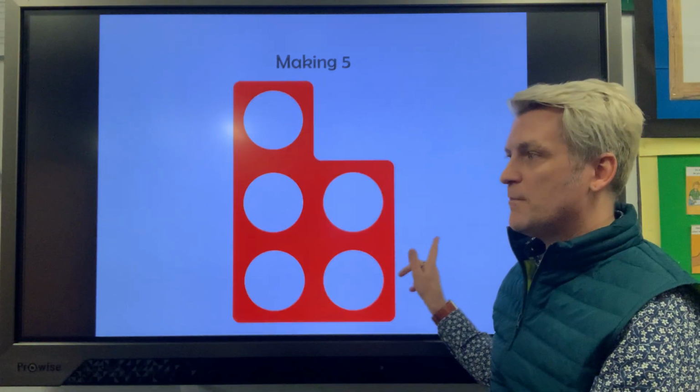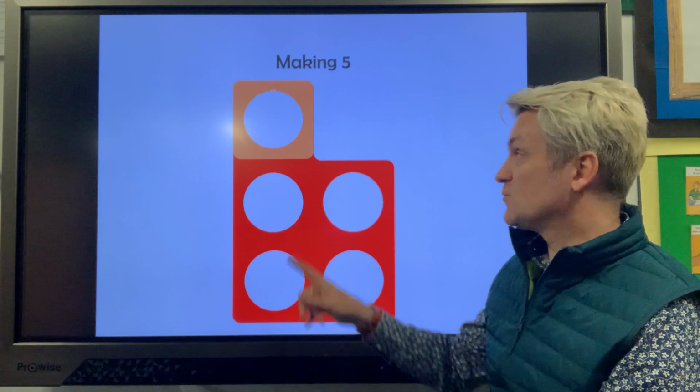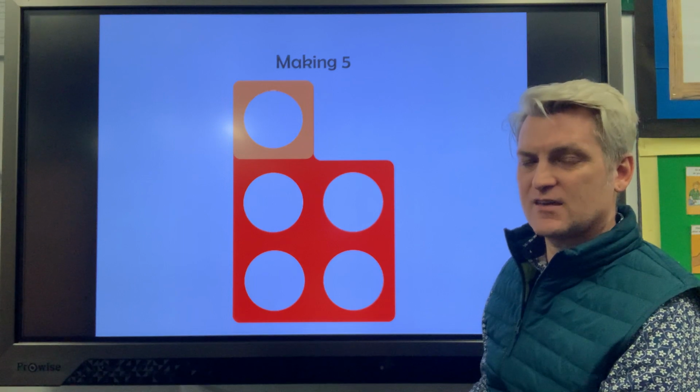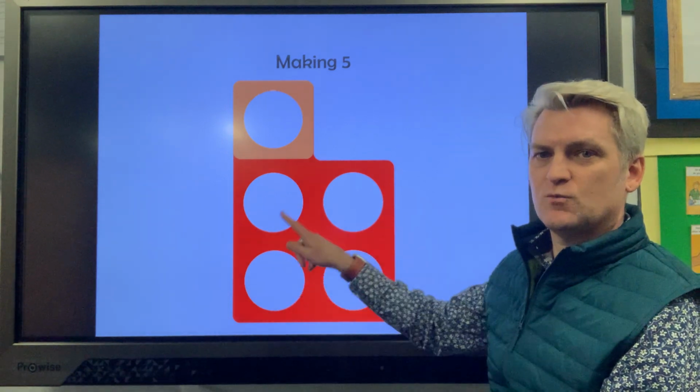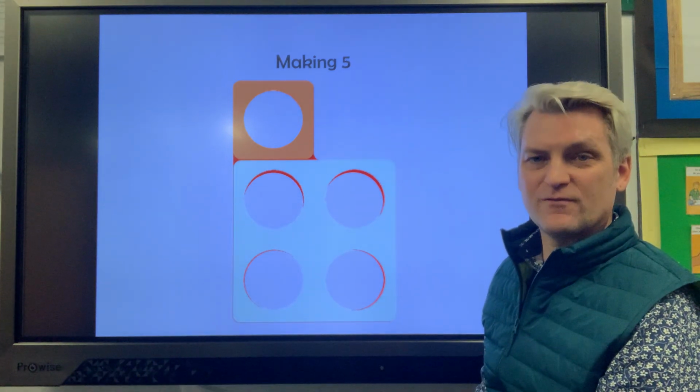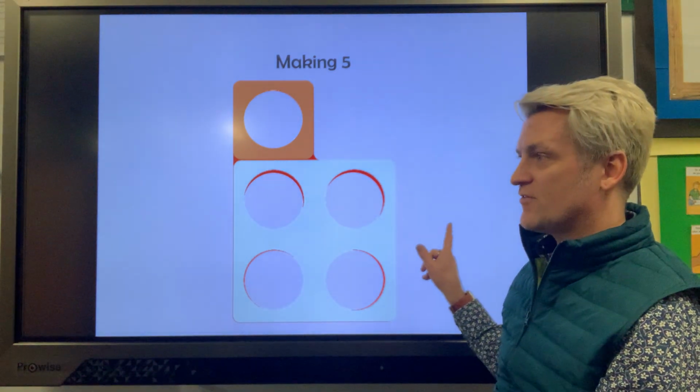And let's have one more. Here we go. I'm starting with the number 1 at the top. What do I need now? 1 and what make 5? What shape would I put on there? The 4. 1 and 4, that makes 5.